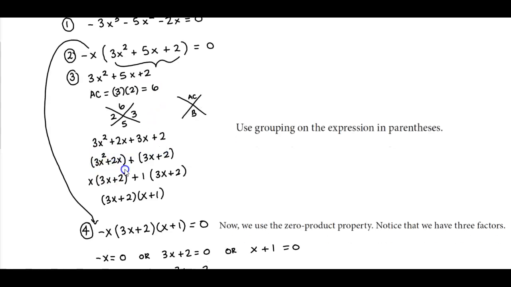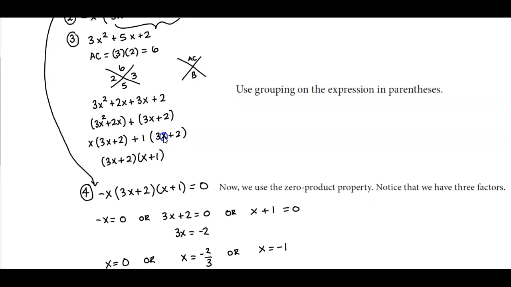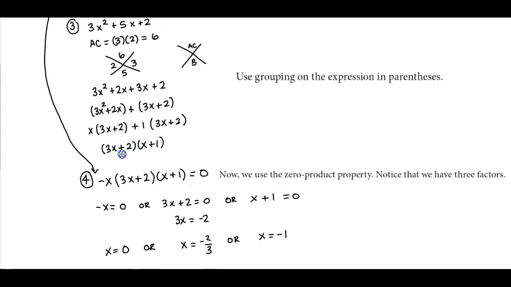Now we're going to group the first two terms together and the second two terms together. Now what can we factor out of the first two terms? We can factor out an x, and what's left is 3x plus 2. And whatever we get over here, we immediately write over here, and we ask ourselves, what number do we need to multiply by 3 to get 3x, and what do we need to multiply by 2 to get 2? Well, the answer is 1, so we have to factor out a 1. So we end up with 3x plus 2 times x plus 1.